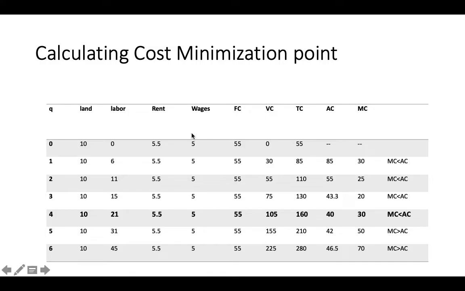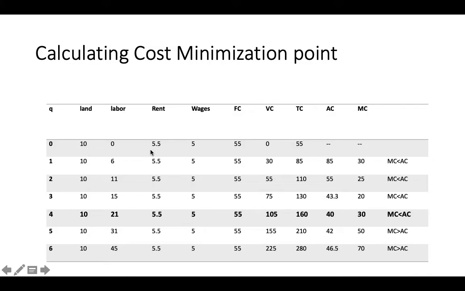Now, how to measure the fixed cost? Since land is the fixed factor, when we multiply land with its price, which is rent, it will give us the fixed cost. In the same manner, labor is the variable factor. When we multiply labor with wages, it will give us the variable cost. When we add together fixed and variable cost, it will give us the total cost.